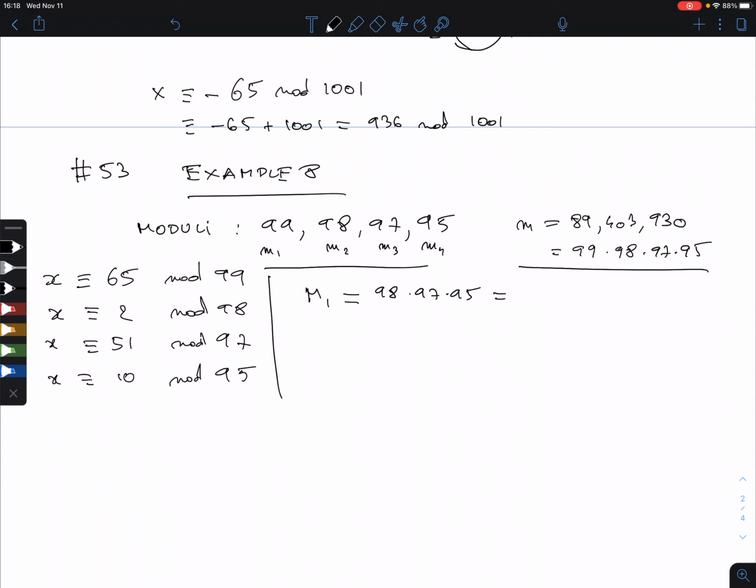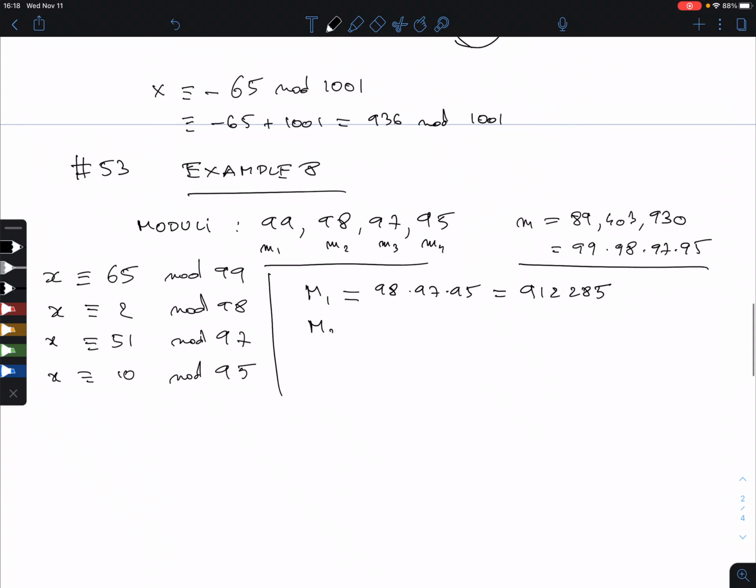This is where big numbers come in. And we need them all the way in the end. I'll show you why we need them only in the end. But I'm going to write them down already. M2, that is 99 times 97 times 95. So the index here, 2, means everything except for little m2, except for 98. And m3 will be everything except for this guy. And m4 will be everything except for this guy. Okay? So this is 99 times 97 times 95.